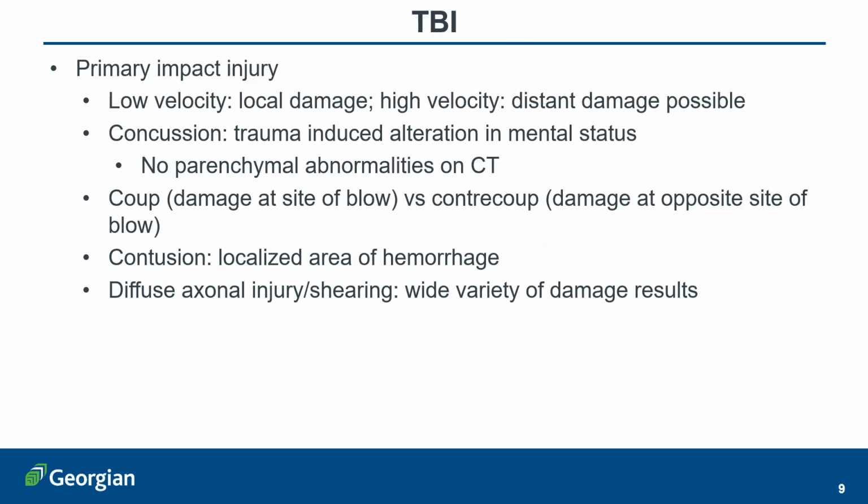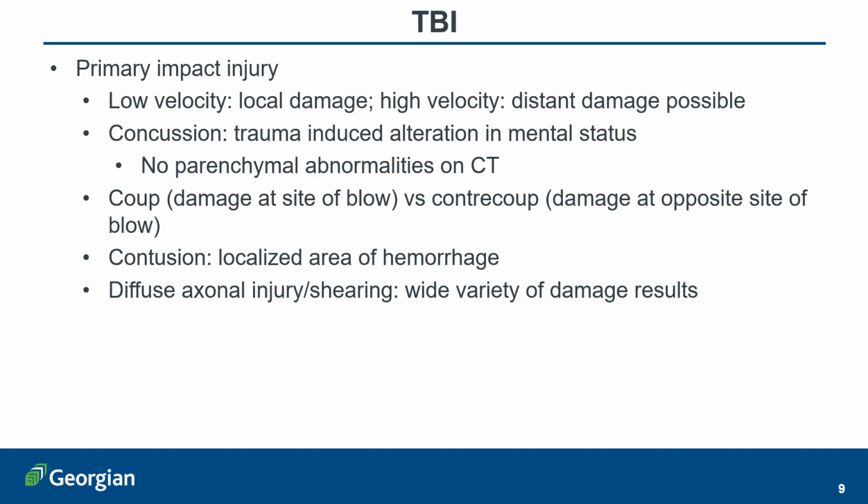Let's discuss the pathogenesis of a traumatic brain injury in more detail. Firstly, there is a primary impact injury, so injury to the site of the primary impact. If it is a low velocity impact, then there's usually local damage, because of low velocity. In a high velocity impact, there can be distant damage, distant meaning away from the site of the impact. Distant damage to the brain is also possible.